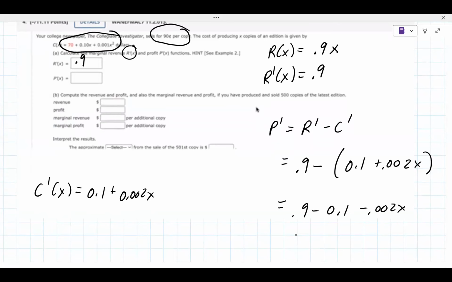All right. This becomes 0.8 minus 0.002X. And that's your P prime.